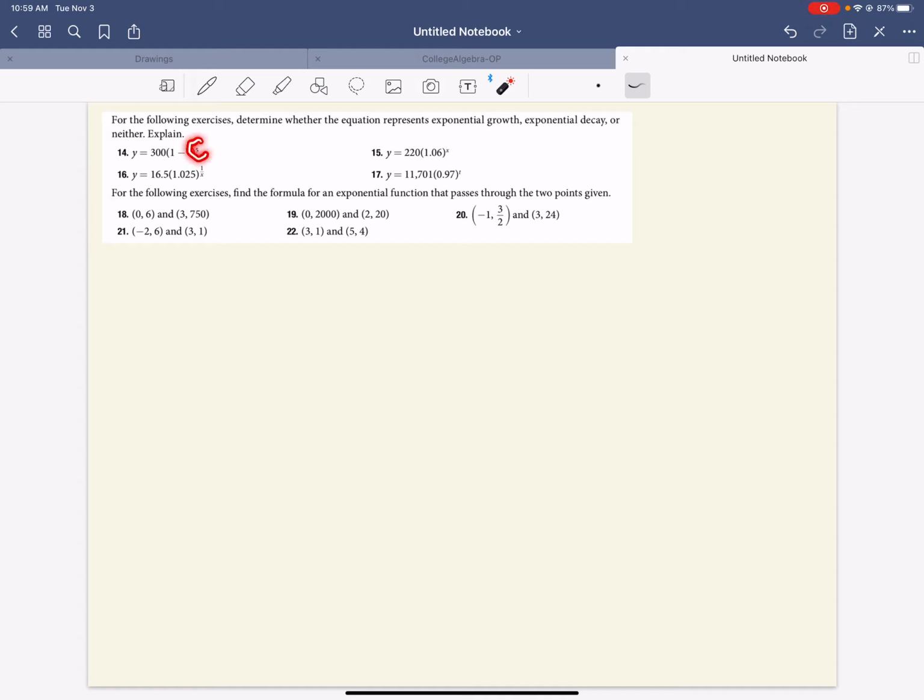And this, it's not an x variable. So this would not be an exponential function. This, though, a is 220, b is 1.06, and it is to the x. And so 15 is. And so that's the way to think about these problems up here in general.